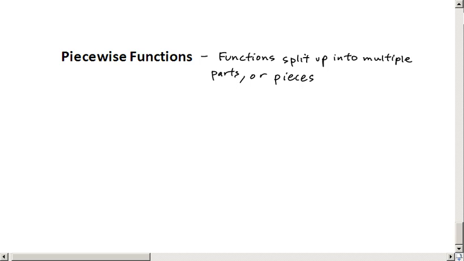Alright, in this video we're going to talk about piecewise functions, that is, functions that are split up into multiple parts or pieces. We're just going to take a look at two very basic functions, y equals 3x minus 2, y equals x squared plus 3.